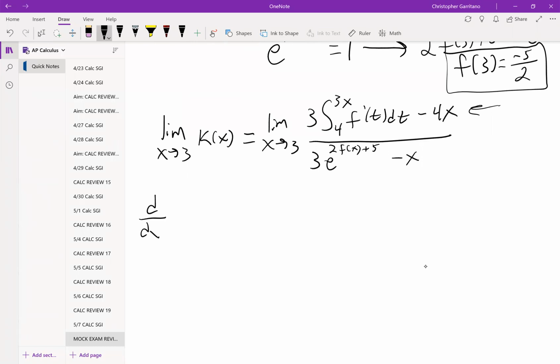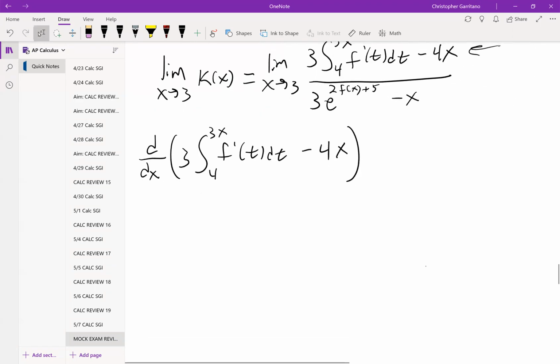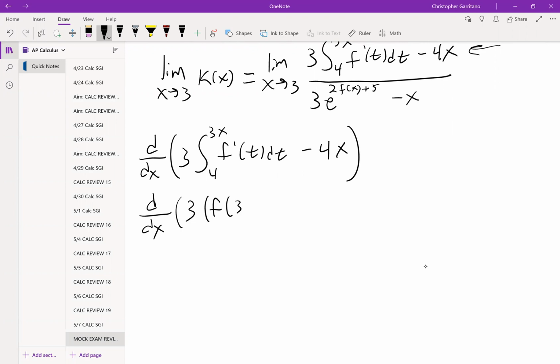So that's d/dx of 3 times the integral from 4 to 3x of f prime of t dt, minus 4x. First, I'm going to evaluate that definite integral using the fundamental theorem of calculus part 1. That would give me f of 3x minus f of 4. And then we still have that minus 4x inside the parentheses.